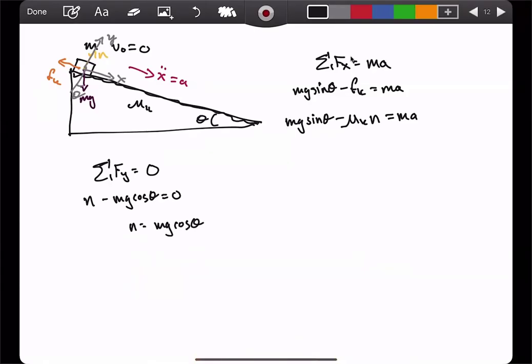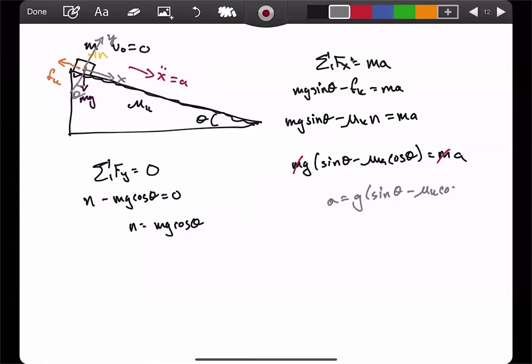So let's plug that in. From here, we're going to get mg times sine of theta minus mu sub k cosine of theta is equal to ma, which means the m's are going to cancel. Fantastic. So my acceleration is simply g times sine of theta minus mu sub k cosine of theta. Perfect.